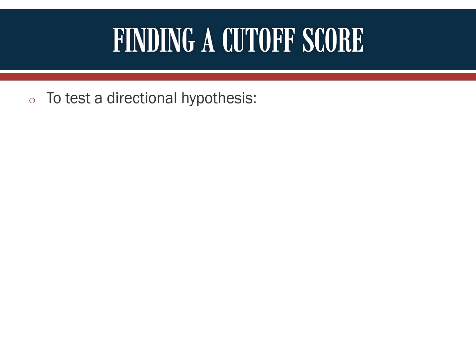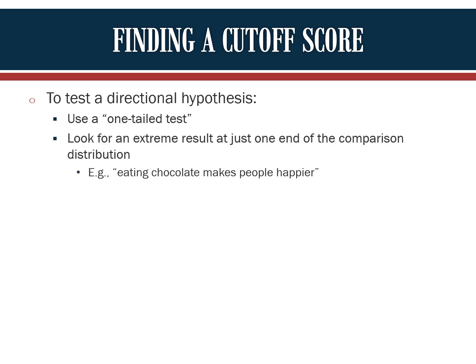If we're testing a directional hypothesis, so again, one where you're predicting the direction of the effect, you're saying it's going to cause an increase in the DV or a decrease in the DV, but you're predicting one or the other, that's when we use what we call a one-tailed test. In a one-tailed test, we're looking for an extreme result at just one end of the comparison distribution. That would be like if my research hypothesis was that eating chocolate would make people happier. In that case, I'm predicting the direction. I think it's going to increase their happiness. That means I'm going to use a one-tailed test. I'm going to look for an extreme result at just the high end of my distribution.